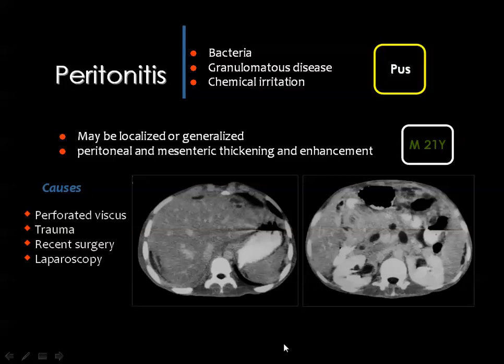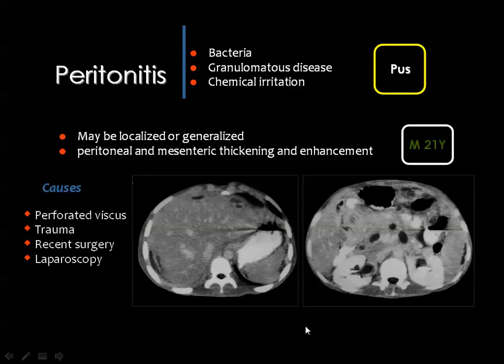Then infection of the peritoneum by bacteria, granulomatous disease, and also chemical peritonitis can occur due to chemical irritation by contrast media or other material. Inflammation of the peritoneal cavity will appear in imaging as thickened, enhanced peritoneal reflections, and the collection of multiple abscesses or pus within the peritoneal cavity.